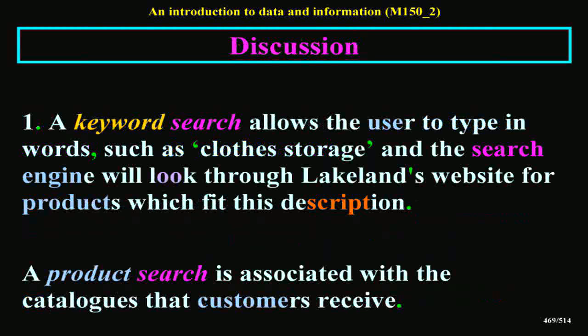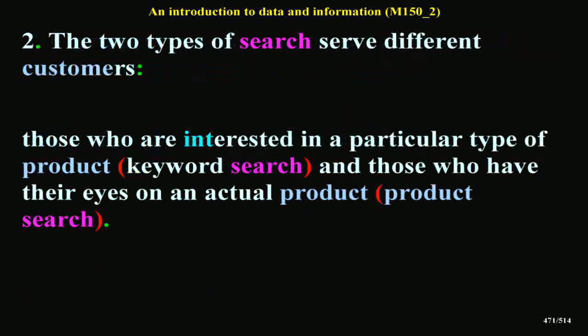1. A keyword search allows the user to type in words, such as clothes storage, and a search engine will look through Lakeland's website for products which fit this description. A product search is associated with the catalogs that customers receive. The product numbers in the catalog can be used to access a product very quickly. For example, typing in 5692 will display the product designated by that number.